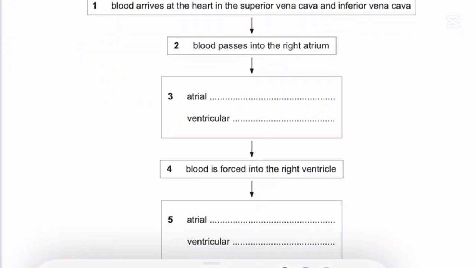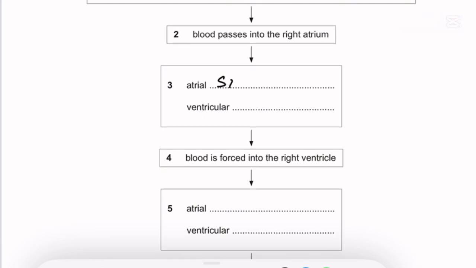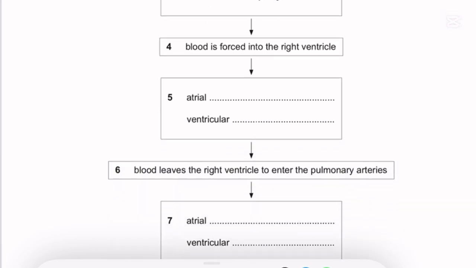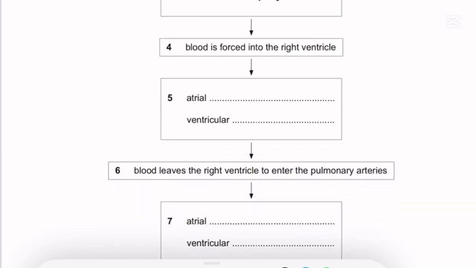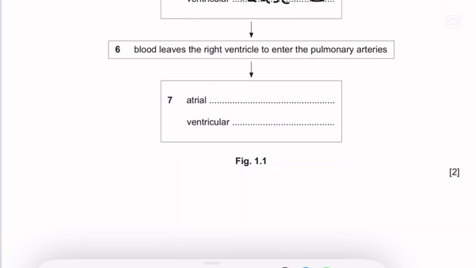So blood arrives from the superior and inferior vena cava, blood then passes into the right atrium, then there will be atrial systole at this point, so the atria contract so that blood flows into the ventricle, and at this point we'll have ventricular diastole. You will not have 2 systoles at once ever. Blood is forced into the right ventricle, then the atria are going to relax, so that's diastole. We're still at diastole for the ventricle. After that, blood leaves the right ventricle and enters the pulmonary arteries. Here, the ventricles contract, so systole, but the atria relax and it's diastole. And so this is it.